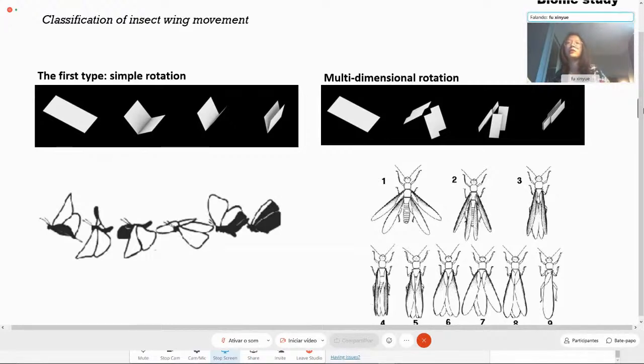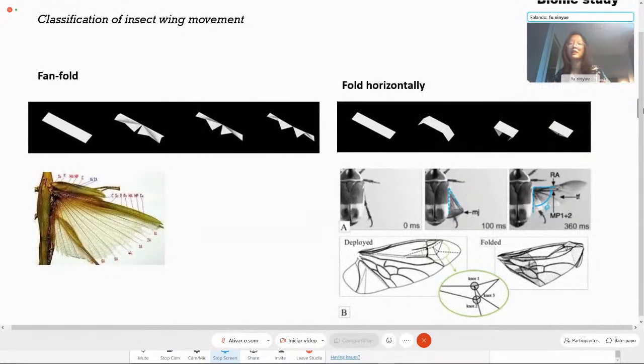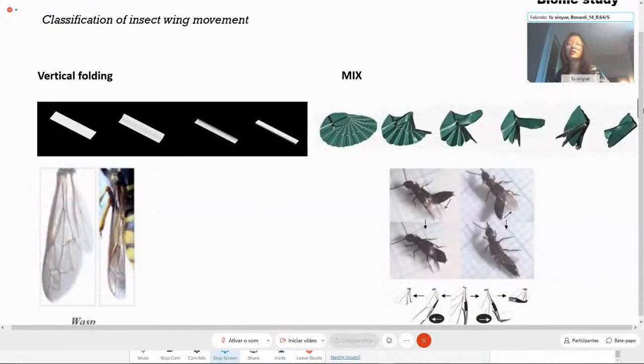The first type we show in this picture is a simple rotation and multi-dimensional rotation. We're taking the butterfly and the lacewing as examples. The second and the third types are fan folding and horizontal folding. We're taking the grasshopper and the beetle as examples. The last one is vertical folding. We take the wasp as example.